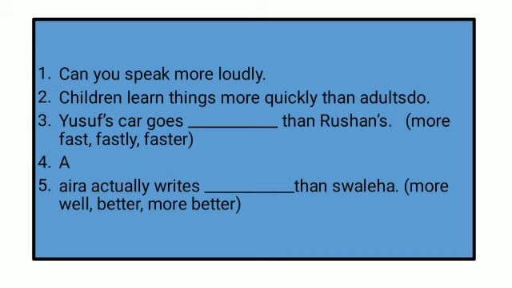Now these were easy. Now the next one. Yusuf's car goes dash than Rushan's. More fast, fastly, faster? Here children often make mistakes by writing fast, more fast or fastly. Beta, fast is also an adjective. It is an adverb, but it is also an adjective. And when a word is both an adverb and an adjective, then the comparative and the superlative of that particular word remain the same. We very well know that the comparative of fast is faster. So it will remain faster even when it is used as an adverb. So Yusuf's car goes faster than Rushan's.